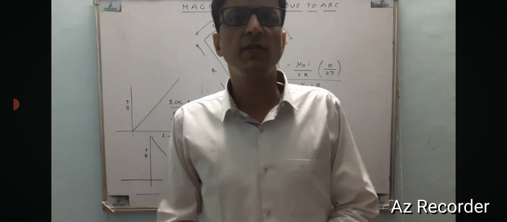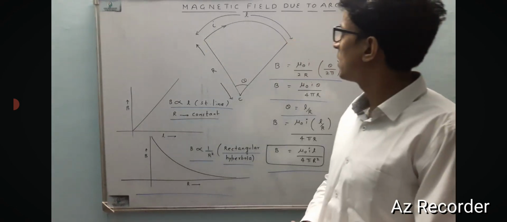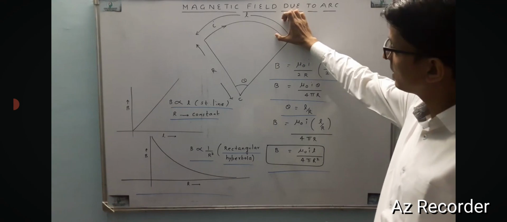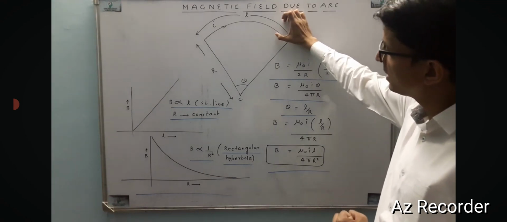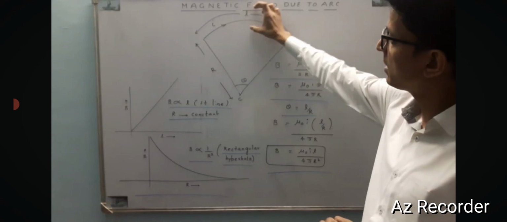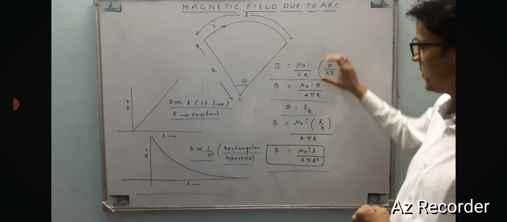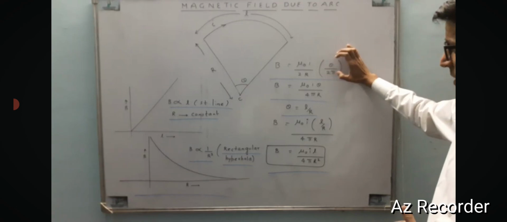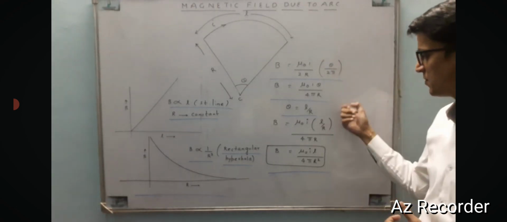Today we will discuss magnetic field due to arc of a circle. Suppose current I is flowing in an arc of a circle, and it subtends an angle theta at the center. Radius is capital R, length is L. So the magnetic field has a value mu naught I by 2 r times theta by 2 pi, and after solving this you get this result.